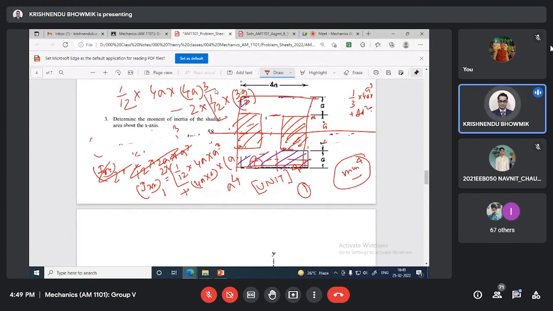3A by 2 is the base multiplied by height cube, which is 2A cube. That way also somebody can do: the entire 1 by 12 base multiplied by height cube, minus 2 times 1 by 12 base. The total base will be 4A, and this is A. So this is 3A by 2 multiplied by height, which is 2A cube. That way also you can calculate. Is it clear?